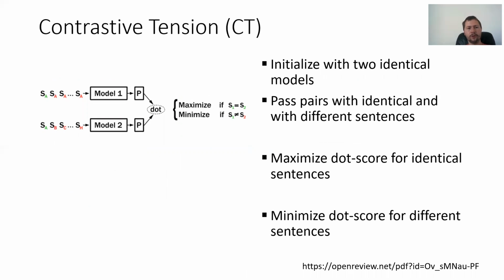Then there's the work on contrastive tension, CT, where you have two models. You also present pairs to the models. If you present the same sentence, so you present sentence A to model 1 as well as to model 2, then they should be close in the vector space. If you present different sentences to the two models, they should be far away in the vector space.